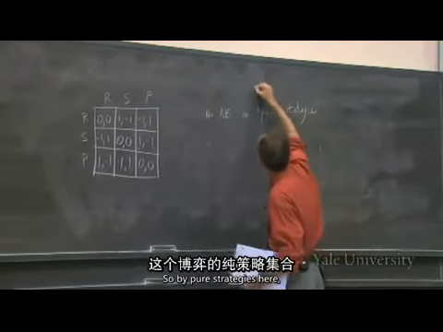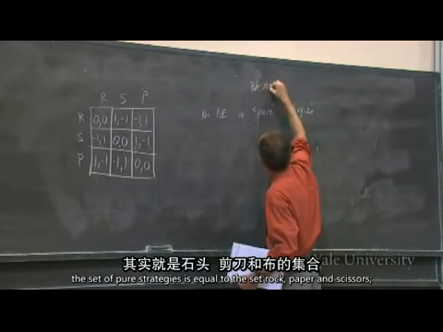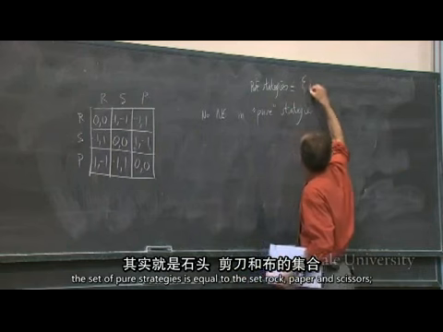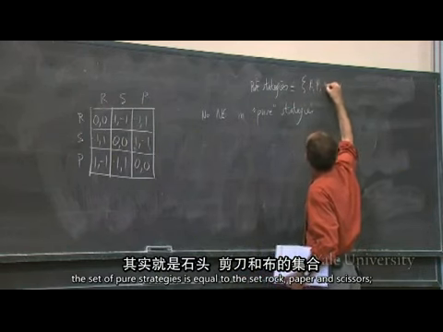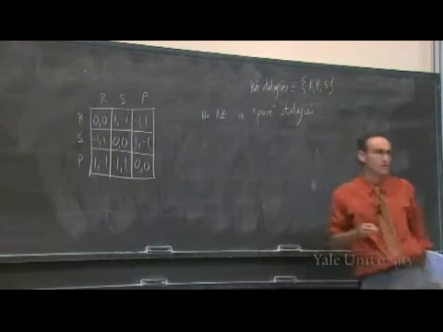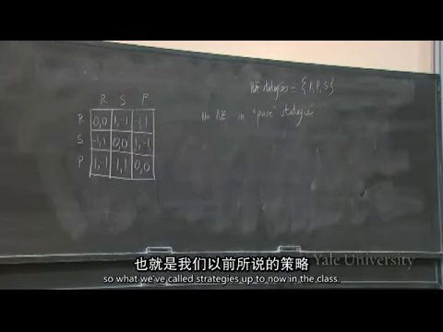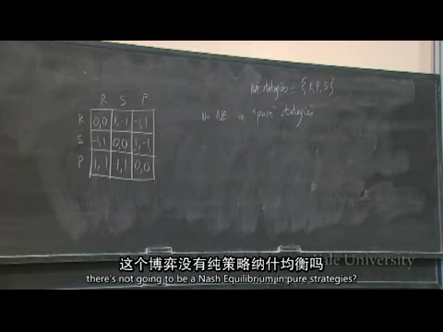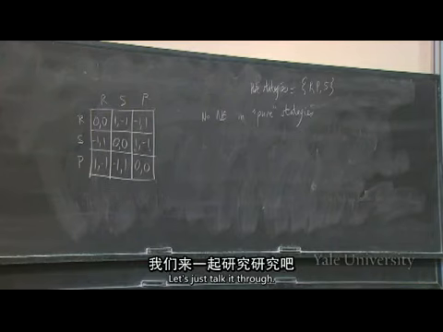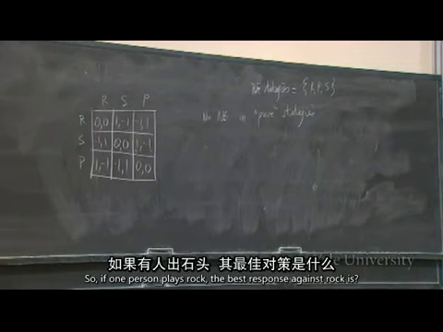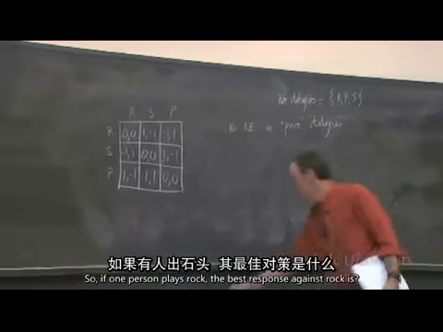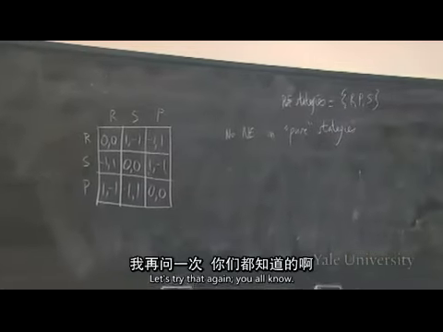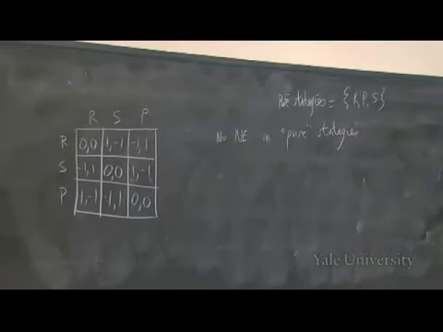So by pure strategies here, the set of pure strategies is equal to the set rock, paper, and scissors. What we've called strategies up to now in the class. Now, can everyone see why there's not going to be a Nash equilibrium in pure strategies? Let's just talk it through. If one person plays rock, the best response against rock is... let's try that again. You all know. Best response to rock is paper.